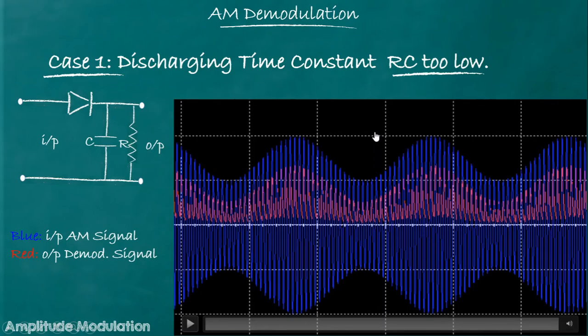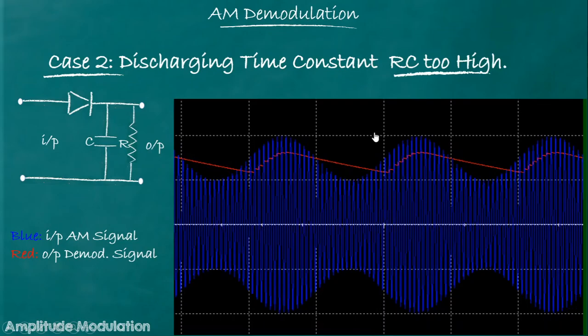So let us change the RC time constant to high. Let us take case number two, where your RC time constant is too high. If the RC time constant is too high, then your capacitor will take too much time to discharge via this resistor. Let us observe the same thing in this graph.